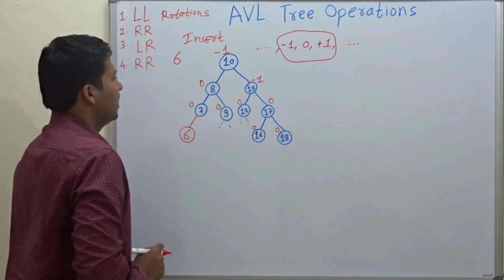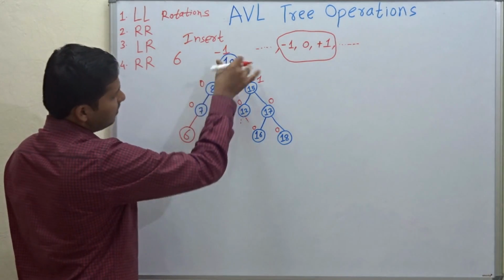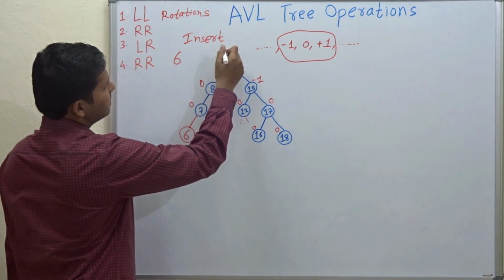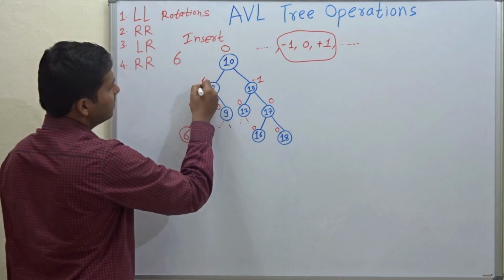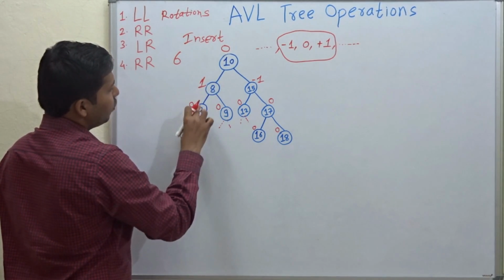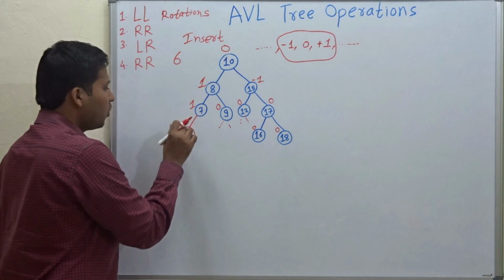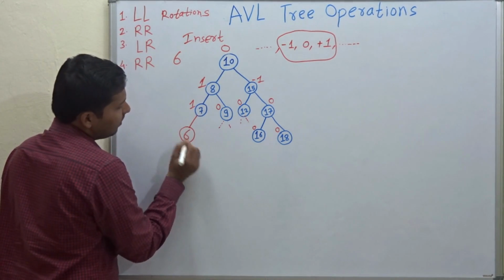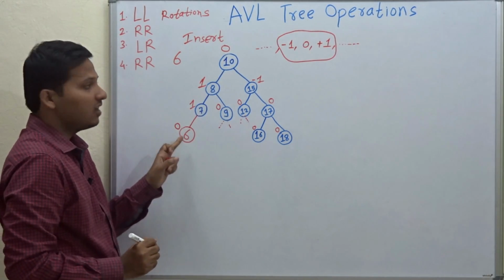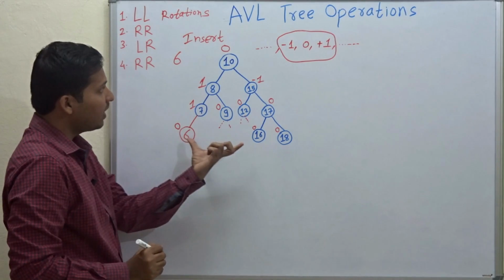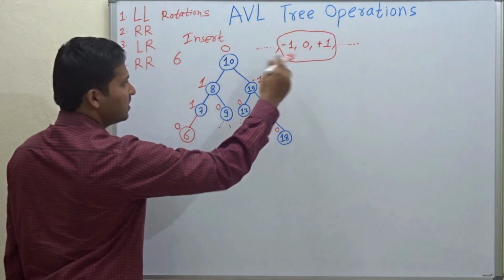Okay, so let's see the changed balance factors. For 10 it is 3 minus 3, so 0. And for 8 it is 2 minus 1, so 1. Then for 7 it is 1 minus 0, so it is 1. And for 6 the balance factor is 0 minus 0, that is 0. See, even if we have inserted an extra element 6 in this binary search tree, it still remains an AVL tree because it satisfies the property.